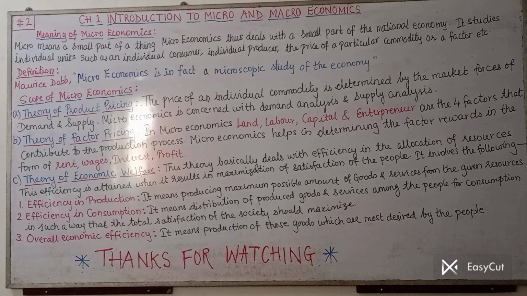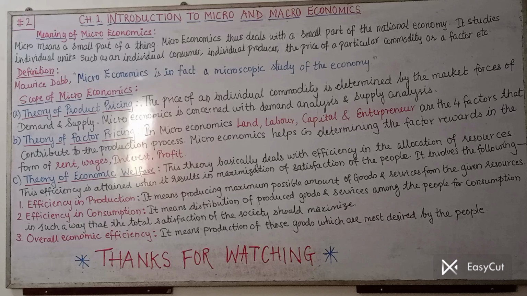Next, the second scope of microeconomics, the theory of factor pricing. See, by factor pricing here we mean, all of us already know that there are four main factors of production. Those are land, labor, capital and entrepreneur. So these are the four factors that contribute to the production process. So microeconomics helps us in determining the rewards of all these factors of production.